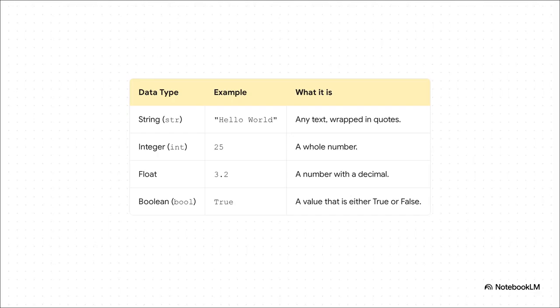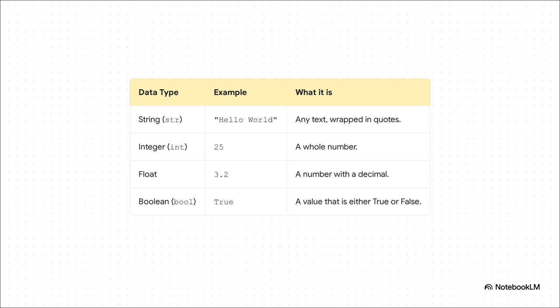So what kind of stuff can we actually put in these little boxes? Well, Python has different types of containers for different jobs. For any kind of text, like a person's name, you use a string. For a whole number, like someone's age, that's an integer.